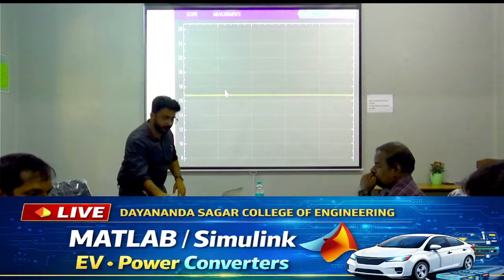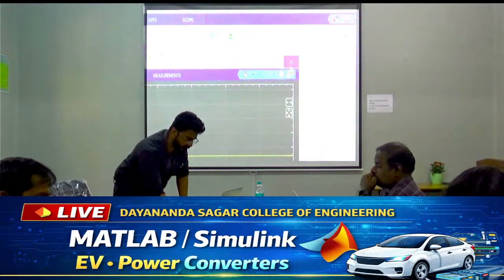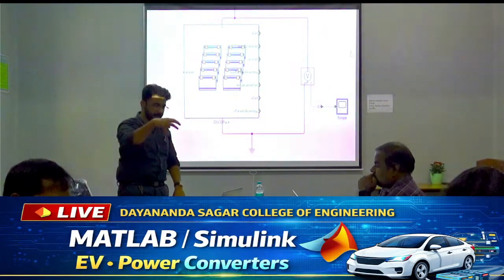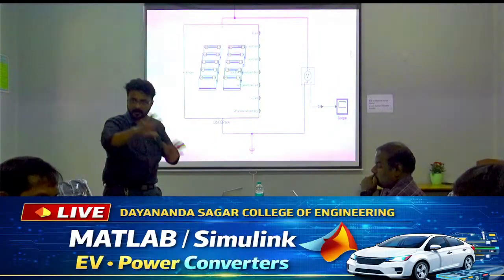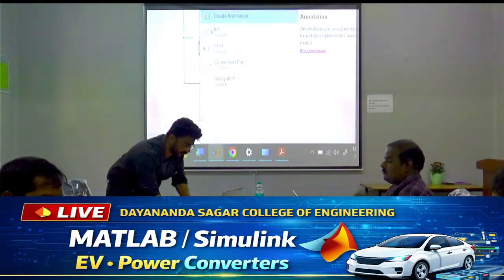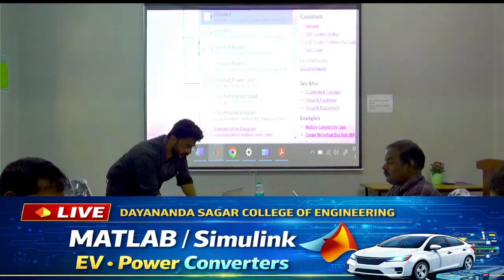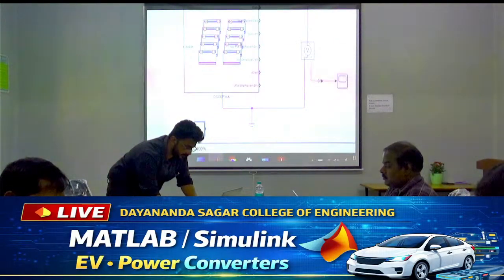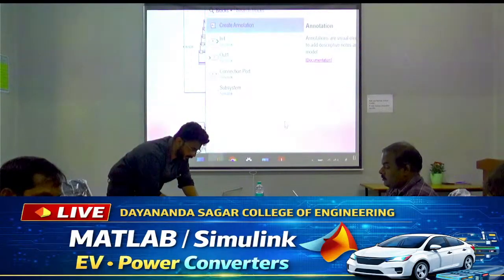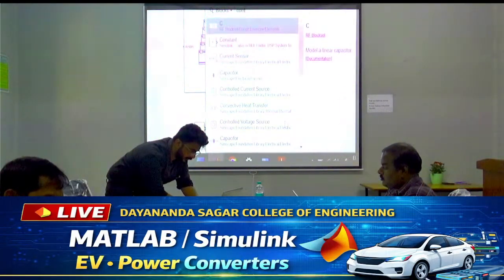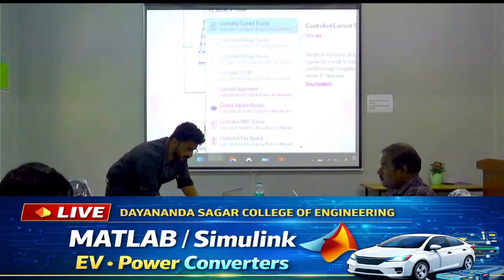Now suppose I want to show discharge, how we can discharge this battery forcefully without connecting to any other sources, is that we can bring in a constant block, and use a current source, a controlled current source.